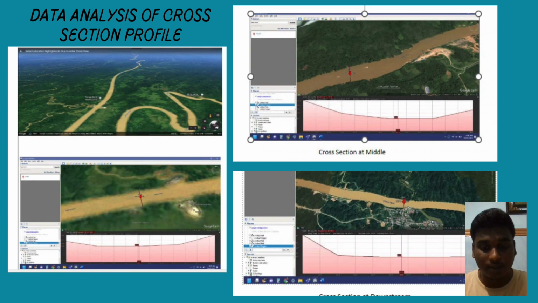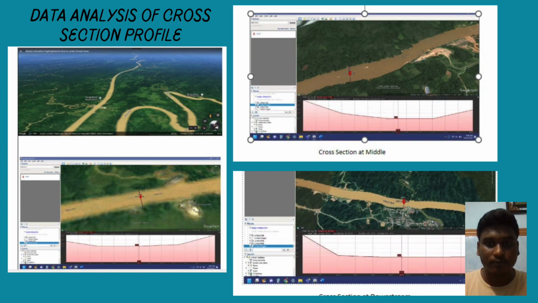We use the formula, and then we got the Q. So when we got the Q, that is the cross section at upstream. The next one is the cross section at middle, so you use the same method there to find the Q value for the cross section at middle. The third one is the cross section for downstream. We use the same method again, the same formula, find the perimeter, area and then the slope. Then we got the Q value.